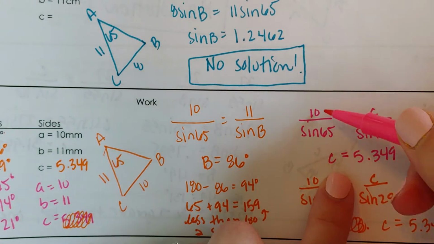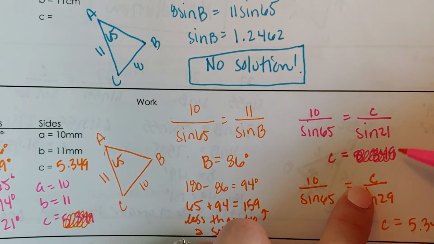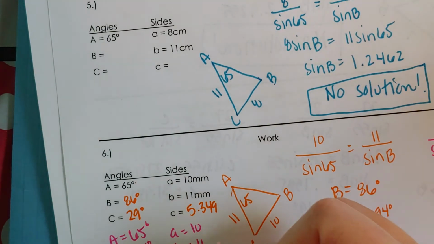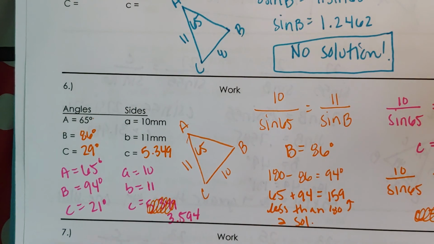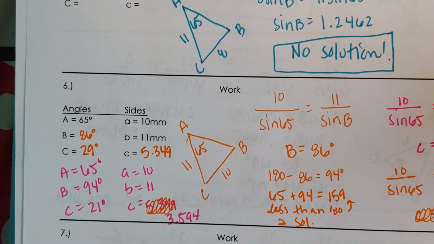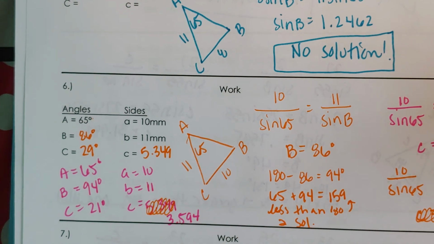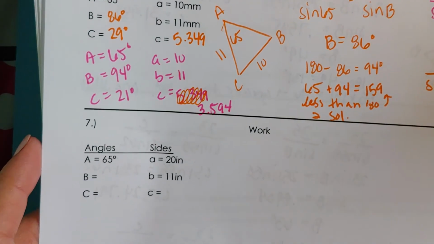This one over here, when you do 10 sine of 65 over C sine of 21, this one should have been 3.954. So here, oopsies, 3.594. I'm sorry. If I had the editing skills, my goodness, I would edit it, but I don't. That is not my skill set. All right, and then 7 would have been another example that's just one solution.